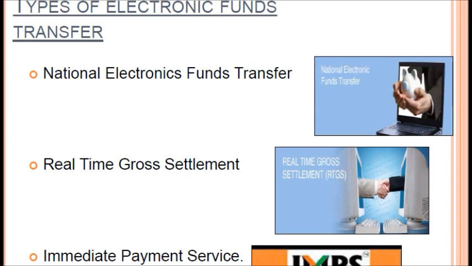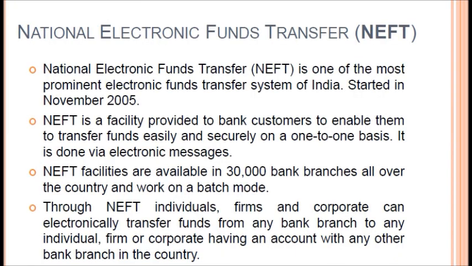Most of you may be knowing about all these things: Real Time Gross Settlement, Immediate Payment Services, IMPS, RTGS, and NEFT. In NEFT we have two types: standard NEFT and later NEFT. For IMPS, some banks are charging for the services, and the charges are still very nominal.